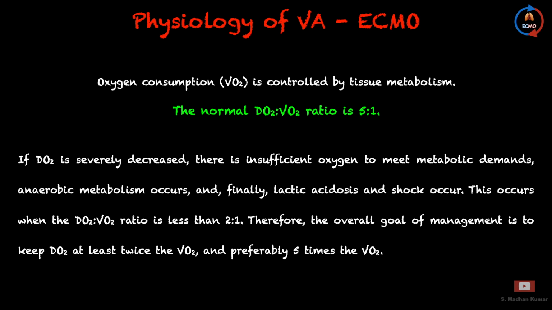If DO2 is severely decreased, there is insufficient oxygen to meet metabolic demands. Anaerobic metabolism occurs, finally leading to lactic acidosis, and cardiogenic shock can occur. This occurs when the DO2 to VO2 ratio is less than 2:1. Therefore, the overall goal of management is to keep DO2 at least twice the VO2 and preferably 5 times the VO2.